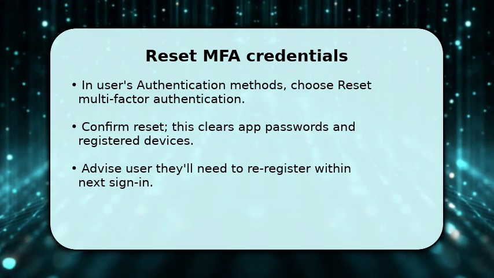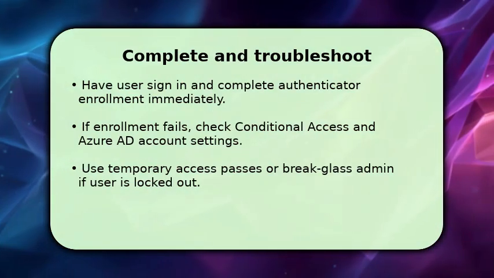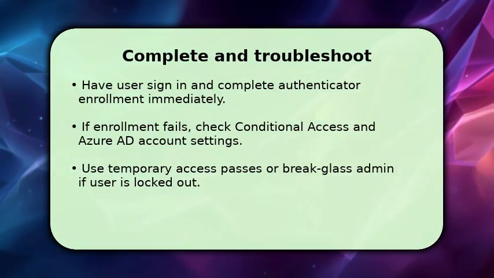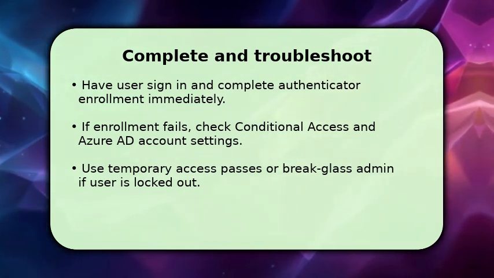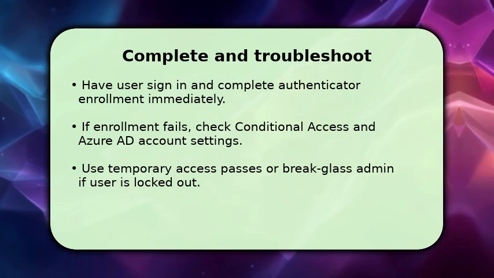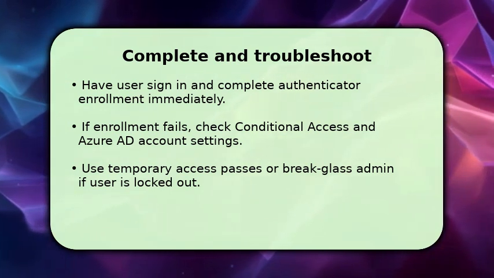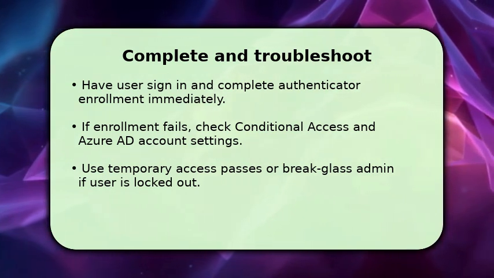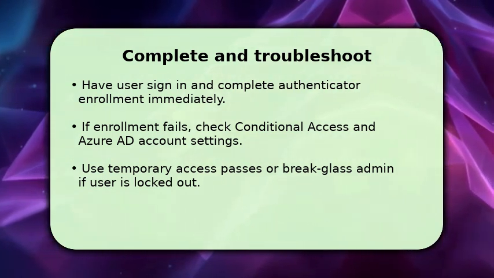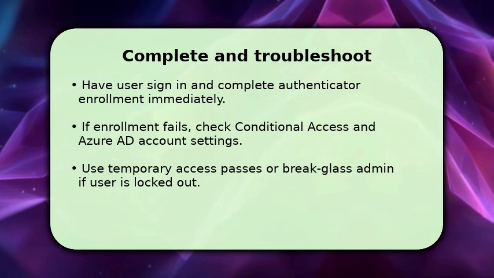Finish by guiding the user through signing in and completing the Authenticator enrollment. Scan the QR code or use phone verification. If they cannot enroll, make sure conditional access policies or device compliance rules aren't blocking the flow, and verify their Azure AD account status. Once re-enrolled, test access to a protected resource to confirm success.